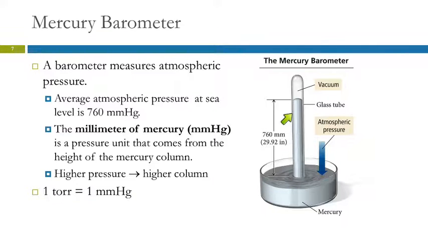Why does the mercury stay up there? Gravity's pulling it down, but atmospheric pressure is pushing down on the surface of the mercury and supporting this column of mercury. In order for this mercury to run out, this level has to go up, and the atmospheric pressure is resisting that. So we get a balance between gravity pulling down and the atmospheric pressure pushing up.